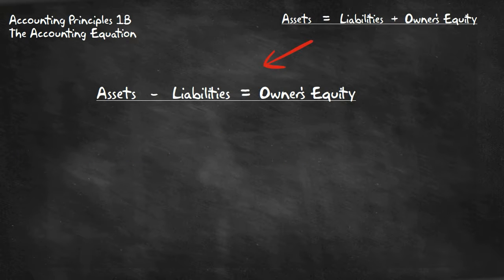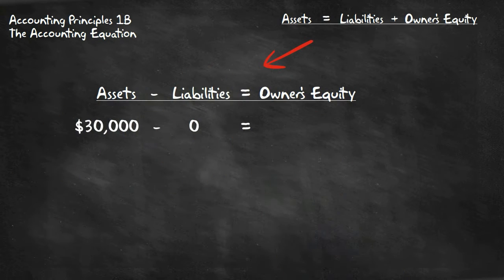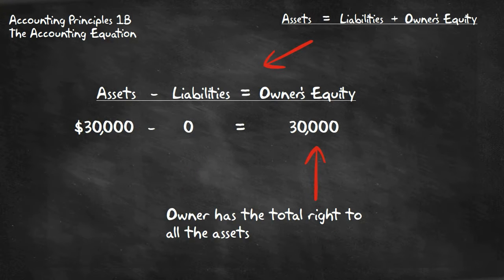If we look at another example, let's say we have $30,000 in assets, no liabilities. How much equity would you have? 30,000 is correct. In this circumstance, we have no liabilities. Thus, we have no creditors, and the owner has the total rights to their assets.